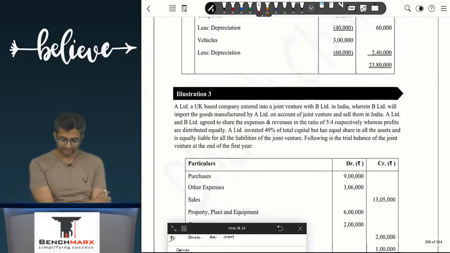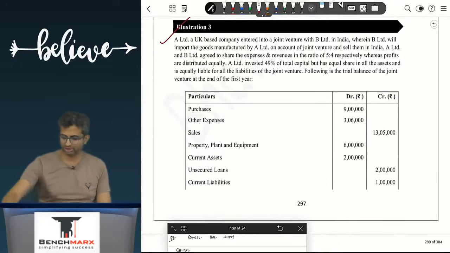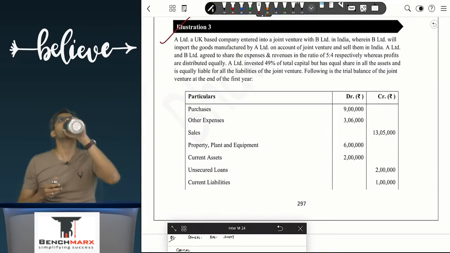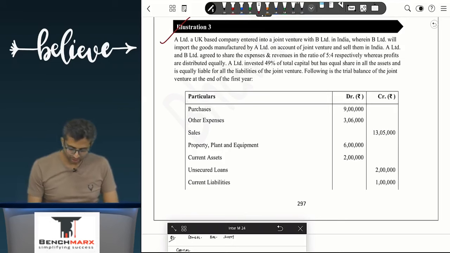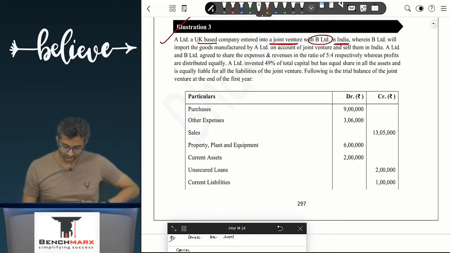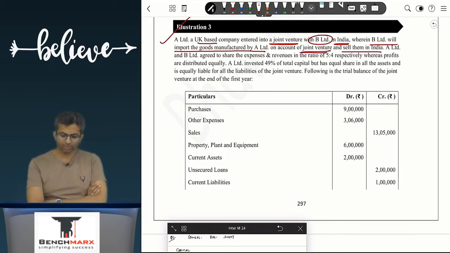Next we go to illustration number 3. Let us review this once. Now, A Limited, a UK based company, enters into a joint venture with B Limited in India, wherein B Limited will import the goods manufactured by A on account of the joint venture and sell them in India. Again, a UK based company entered into a JV with B in India, wherein B will import the goods manufactured by A and sell them in India.